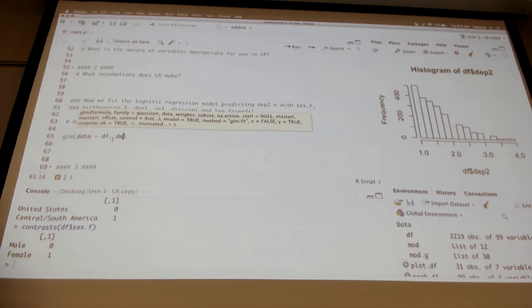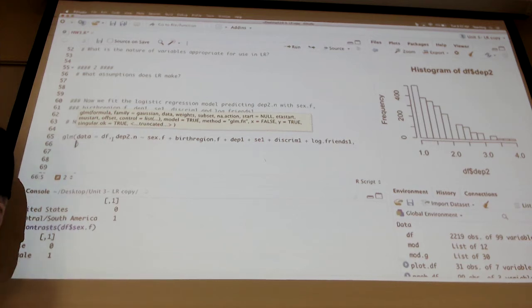And we want to predict dep2n regressed on sex.f plus birthregion.f plus dep1 plus SE1 plus discrim1 plus log friends1. And then after you get that last predictor variable in, just put a comma, and then you'll tell it family equals binomial.